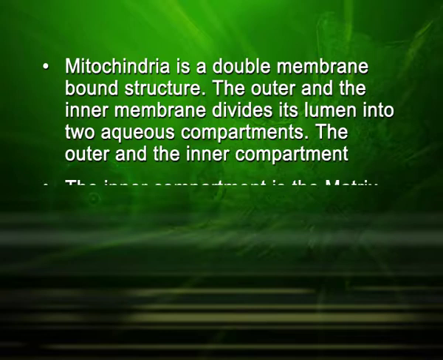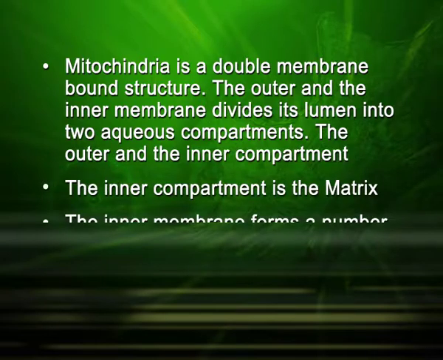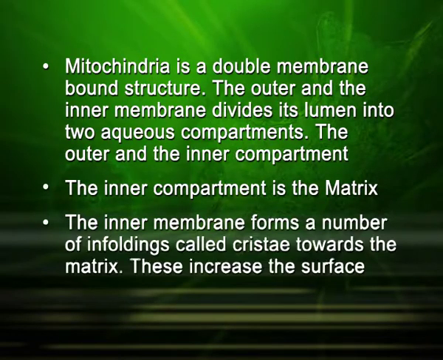The outer and the inner membrane divide its lumen into two aqueous compartments, the outer and the inner compartment. The inner compartment of the mitochondria is the matrix. The inner membrane forms a number of enfoldings called cristae towards the matrix. These increase the surface area.